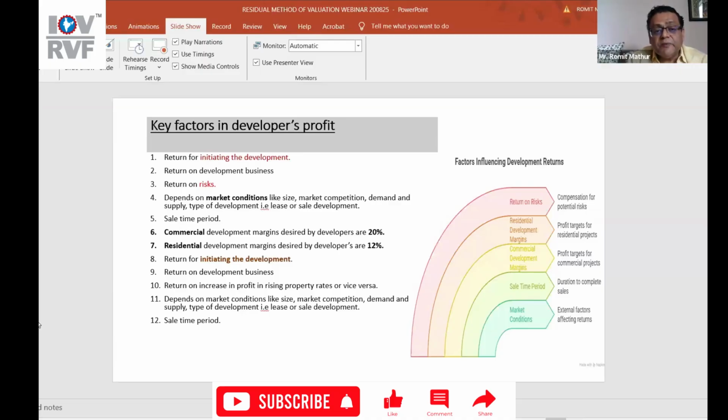Return on initiating the development. Return on development business. Return on increase in profit in rising property rates or vice versa. Demand on market conditions like size, market competition, demand and supply, type of development. Sale time period. Sorry, the last 5 points have got repeated. So these are the primary things that a developer would look into when he's looking into his profit.